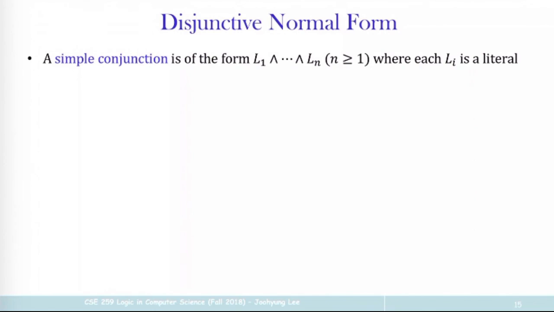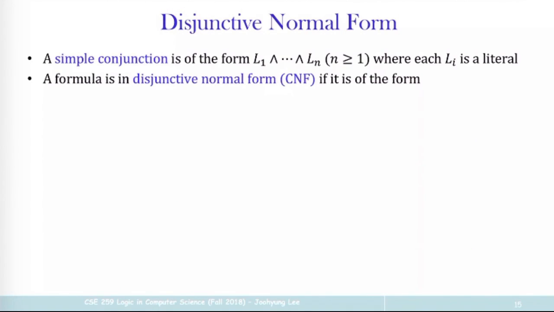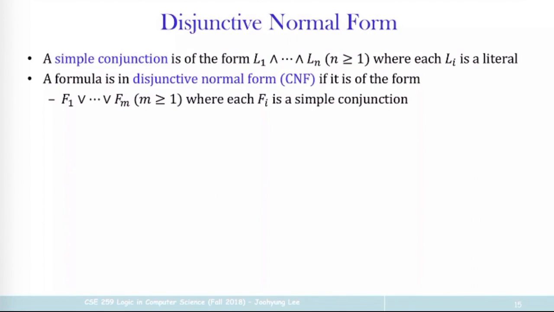Disjunctive normal form is defined in an opposite manner. So just turn the conjunction into disjunction, and disjunction into conjunction, then you get disjunctive normal form. Meaning that when you say simple conjunction, this is a conjunction over simple things, which is a literal. Now, disjunctive normal form has the disjunction over simple conjunctions. Okay? So, is this DNF?